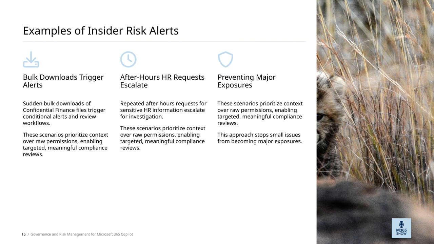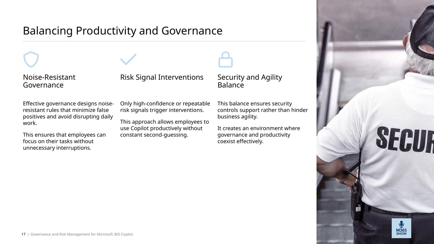Another example involves sudden bulk downloads of confidential finance files. These trigger conditional alerts and initiate review workflows automatically. Again, the focus is on understanding the behavior in context rather than relying solely on permission levels. Overall, these scenarios demonstrate how targeted, meaningful reviews can prevent significant security breaches. By focusing on the activity's context, we can more effectively identify and respond to potential insider risks, keeping our organization safer. Let's talk about balancing productivity and governance.